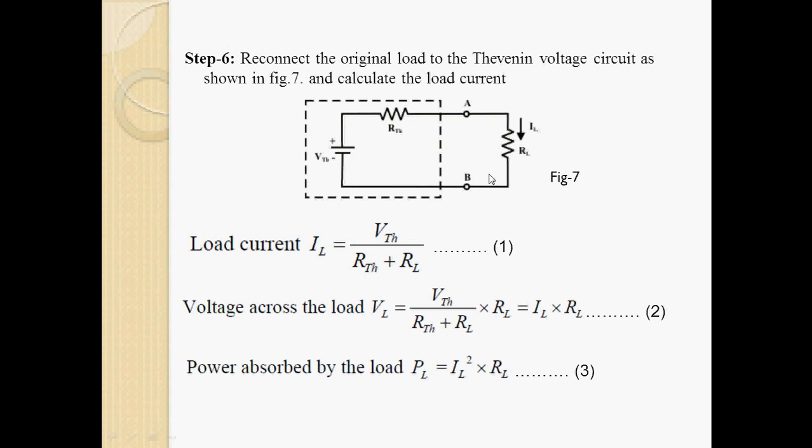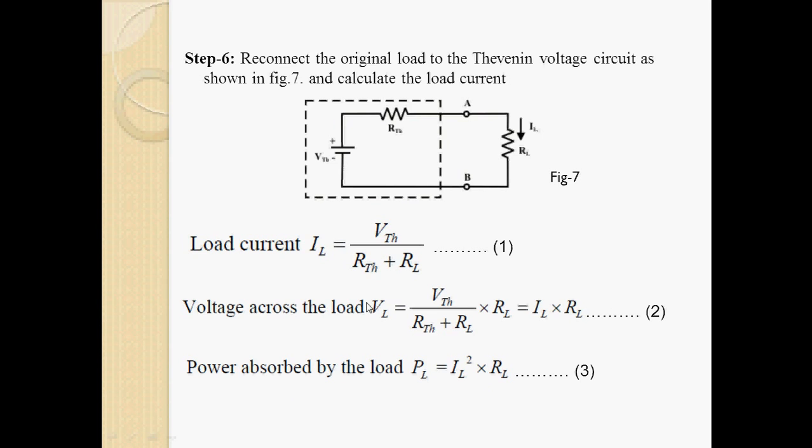Now in step 7, connect the load resistance between the terminals AB. So what will be the load current? IL will be equal to VTH divided by RTH plus RL. From Ohm's law you also know VL, so this is the formula of VL and this is the formula of IL.